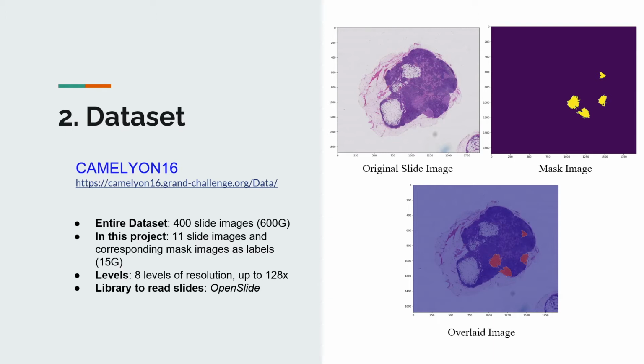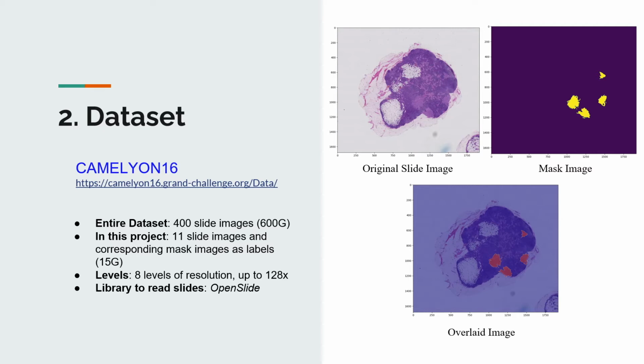The dataset used in this project is Camelyon16, which includes 400 whole slide images collected independently from 2 medical centers in the Netherlands. The entire dataset takes 600 GB storage. Each slide image takes 1 to 3 GB. In my project, I only utilized 11 images. After converting images to appropriate format, each slide image is in TIFF format and contains 8 levels of resolution.